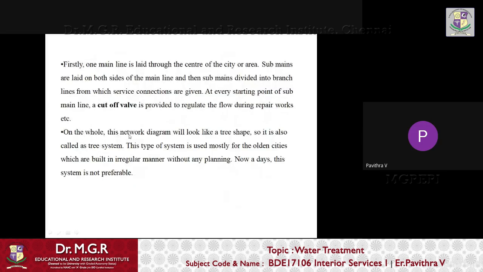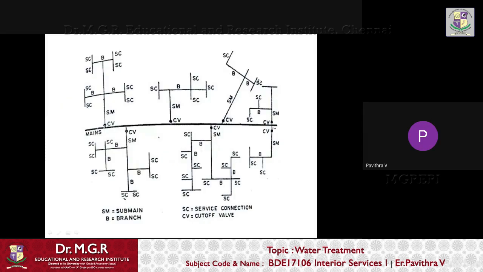So on the whole, this network diagram will look like a tree shape. Since it looks like a tree shape, it is also called the tree system. That is the dead end system, which is also called a tree system. This type of system is used mostly for the olden cities which are built in an irregular manner without any planning. If I do not plan a city in a proper way, if the layouts of the plots are of very different shapes, then houses are going to be in a different pattern. So this kind of system may result.